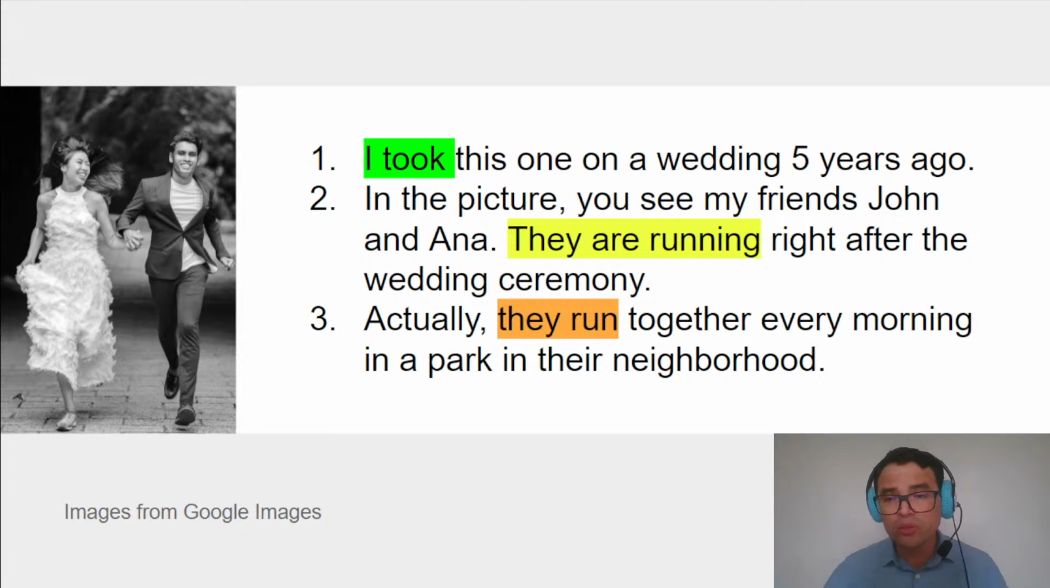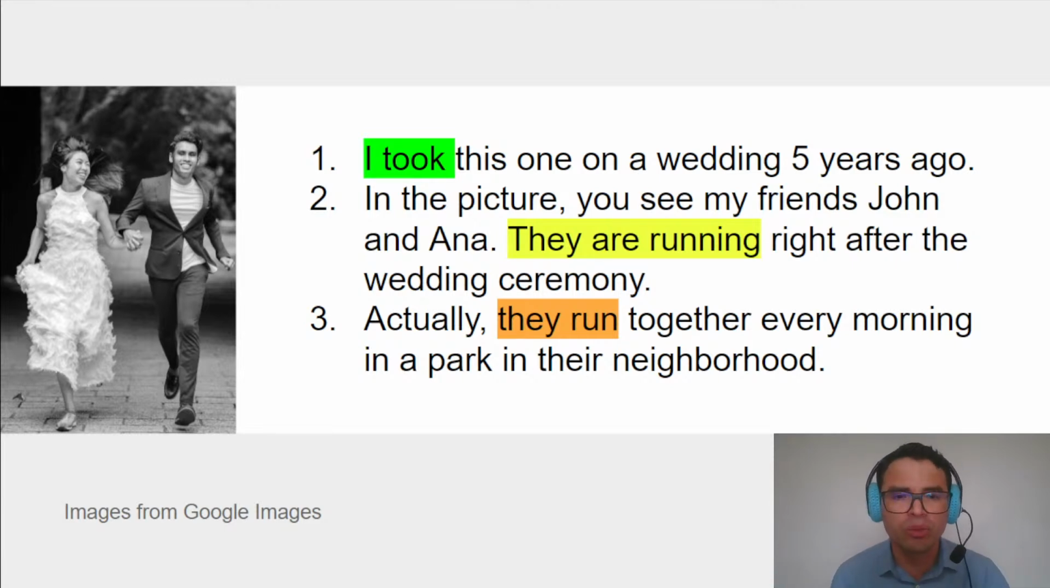They are running right after the wedding ceremony. Yellow, present continuous. To talk about what they are doing at the moment. Subject, they. Verb to be, are. Verb ing, running. Look at orange. Orange is not about what is happening right now. Orange is about something that usually happens.